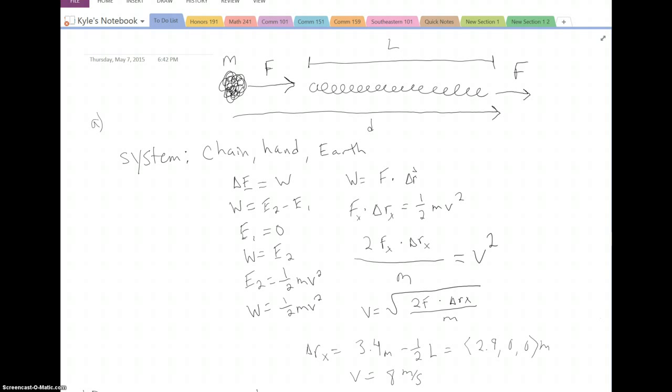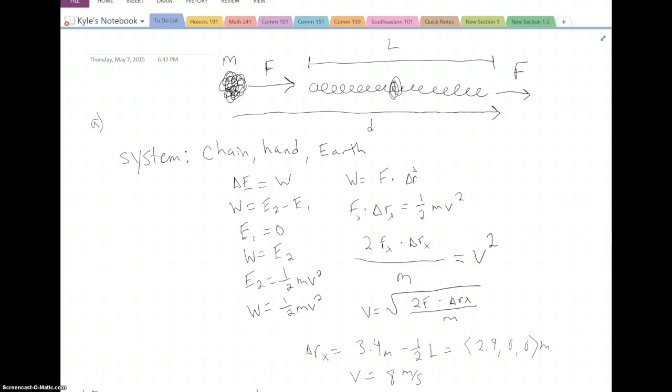So we're dealing with a point particle system here. So it's the amount that it moves. We're looking for the amount that the center of mass moves, not the end of the chain. The center of mass is only going to move d, the total distance, minus 1/2 L. And the center of mass right here, that's how far it's going to move. So we could simply calculate that by subtracting 1/2 L from the total distance, which is d, and we get 2.9 meters. So we plug that in.